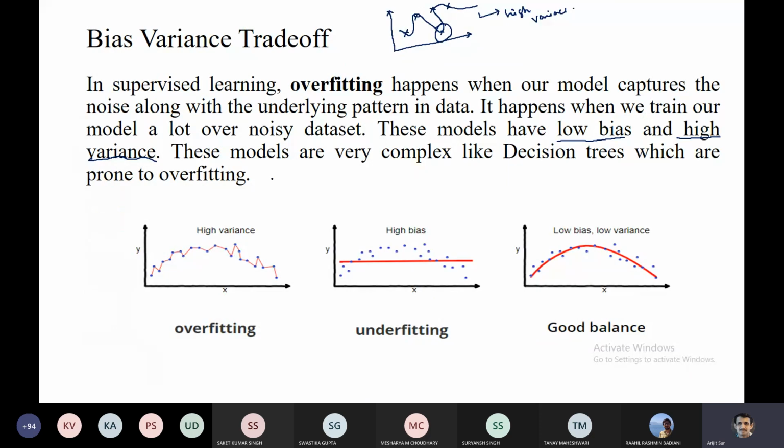These models are very complex, like decision trees, which are prone to overfitting. So you can see that high bias is underfitting, this is our intended, and this is very overfitting. This is a lot of zigzag. And this is very important. This is called the bias variance trade-off. What is important is how to get low bias and low variance. That is intended. Now, if you have any question, you can ask.